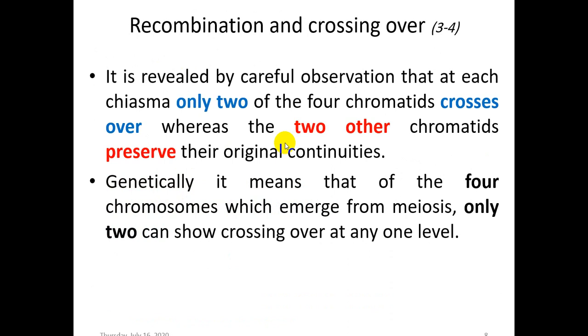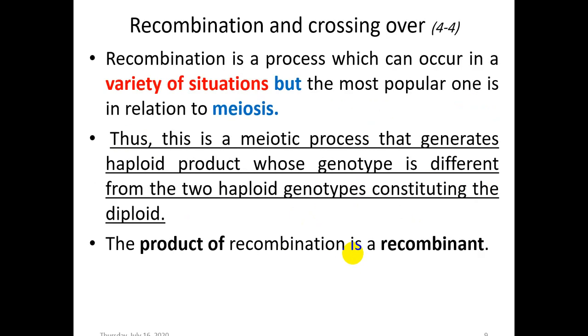So the crossing, as I said, only 2 cross, with 2 others preserved. You have 4, 2 of them normal and 2 abnormal. Genetically, it means that of the 4 chromosomes which emerge from meiosis, only 2 can show crossing over at any one level. Okay.